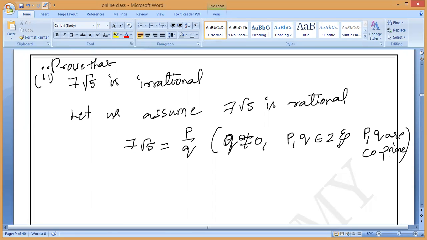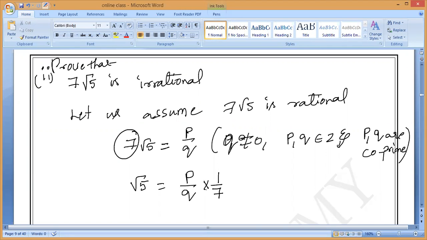What is first? 7 root 5 is equal to P by Q. 7 goes to the other side. Root 5 is equal to P by 7Q, which is P by Q into 1 by 7. Correct? Yes, ma'am.